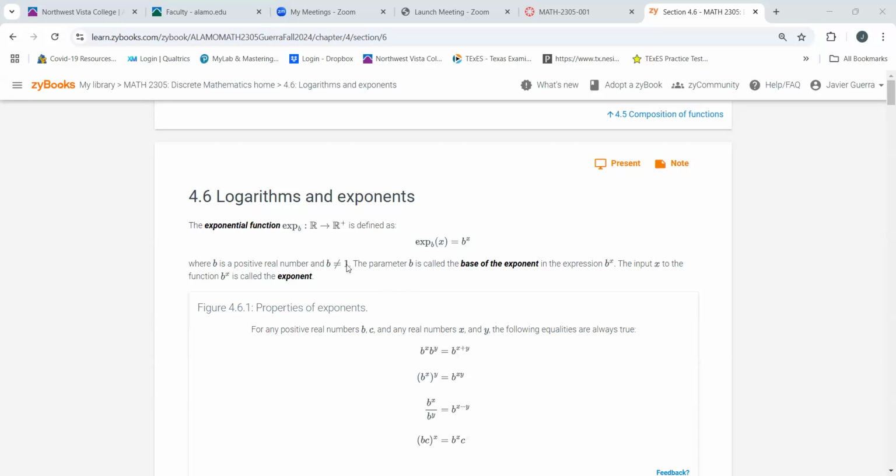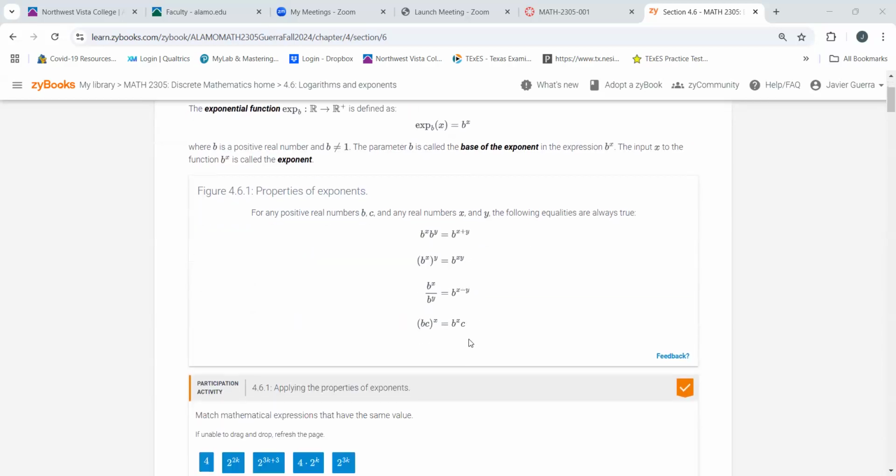So pretty much an exponential function is written as a function going from the real numbers to the positive real numbers, and it's written as the exponential base b of x equals b to the x, where b is a positive real number and b cannot equal 1. The parameter b is called the base. That's the base. In the expression b to the x, the input x to the function is called the exponent.